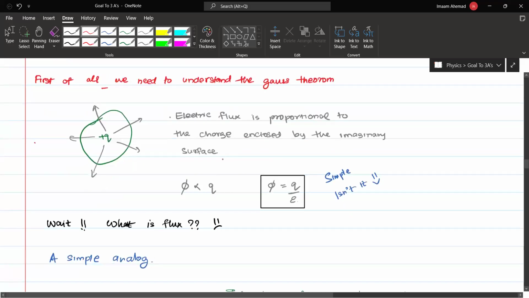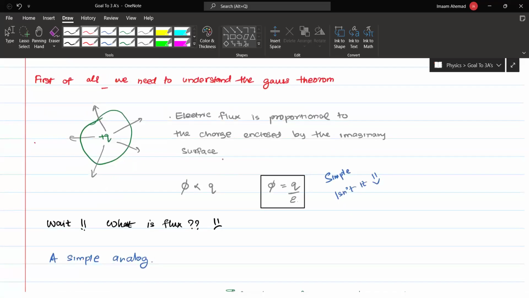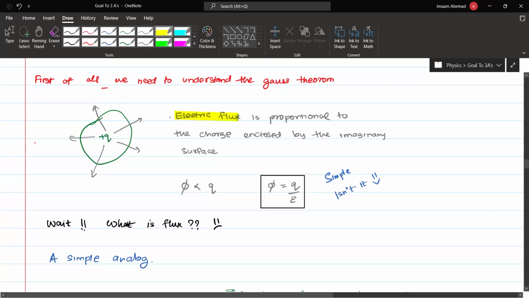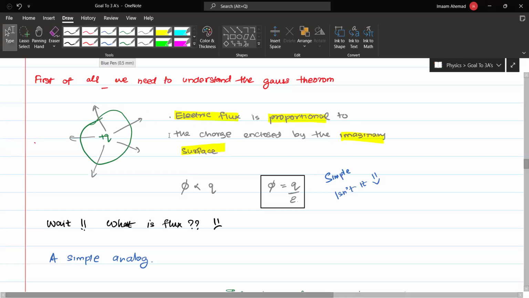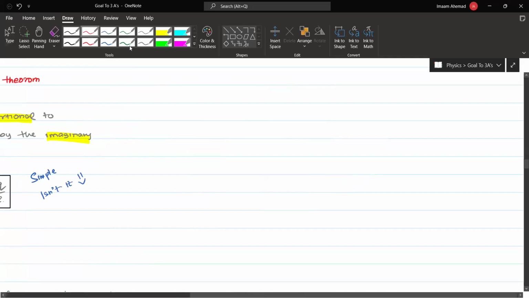So what's the Gauss theorem? It's very simple. The Gauss theorem says that electric flux is proportional to the charge enclosed by the imaginary surface. Now that's very easy. What it says is, say you have charges plus Q and plus 2Q, and I have an imaginary surface.